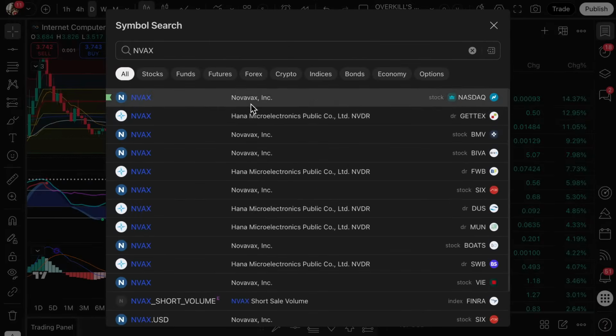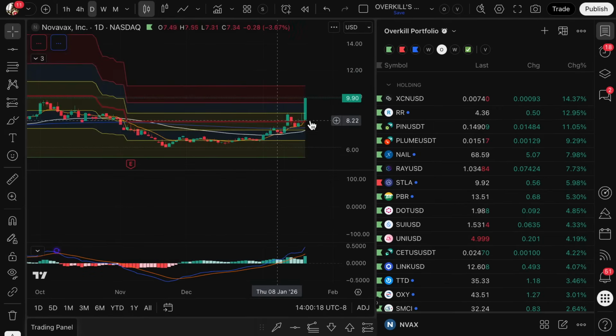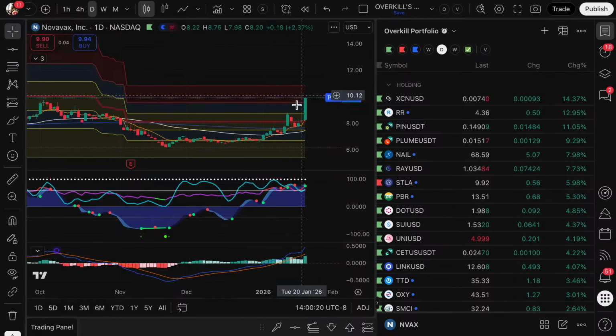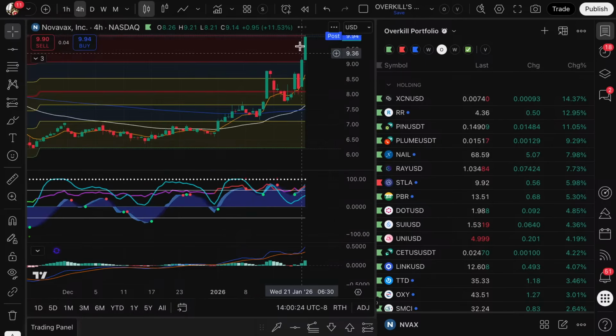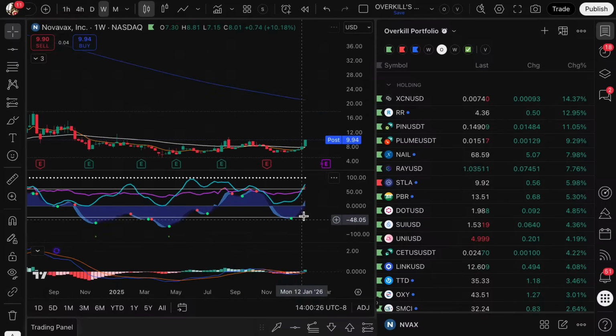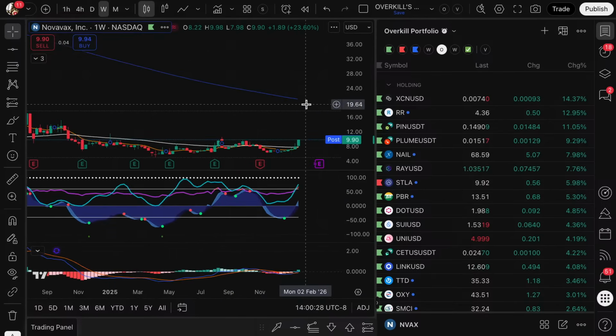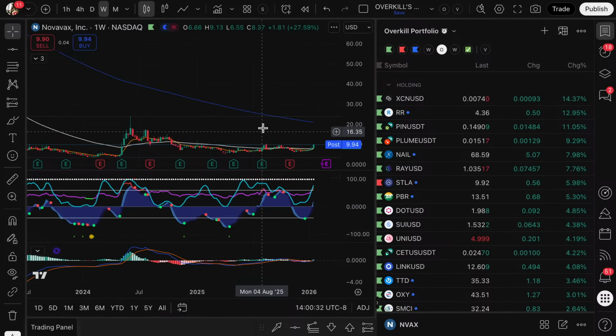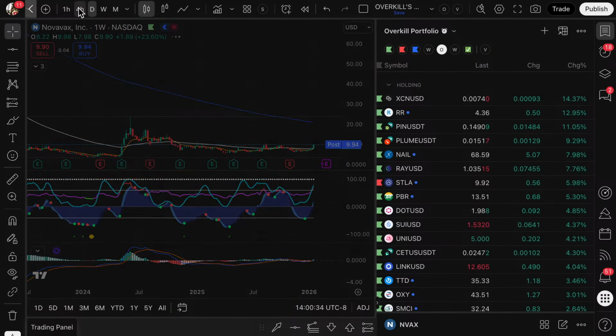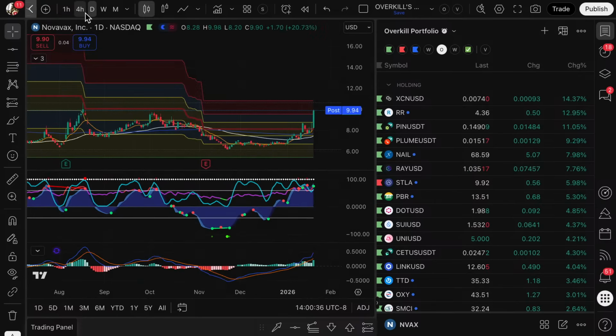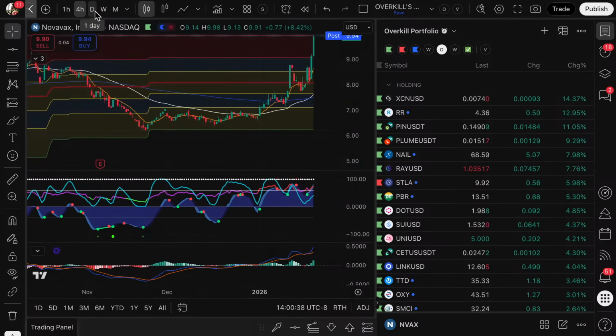Novavax, NVAX, ripping. Now that's approaching the red zone. We'd be looking for the daily red dot, right? The 4-hour red dot or the weekly. That's a nice breakout there on Novavax. That's a really nice breakout there. Got the MACD cross and everything. So I'd be looking for a daily dot to take profits, daily or a 4-hour to take some off the table.